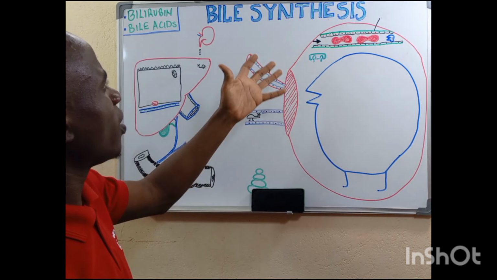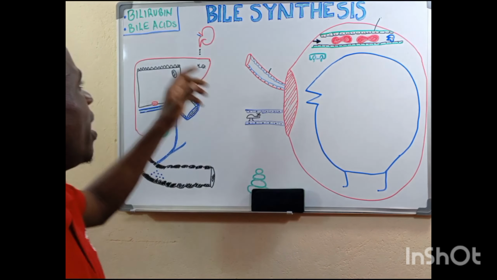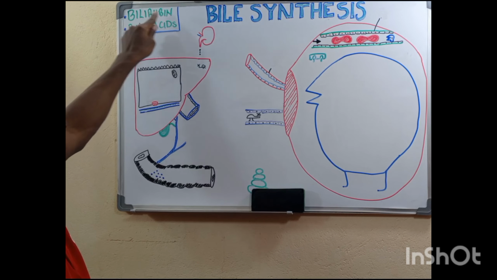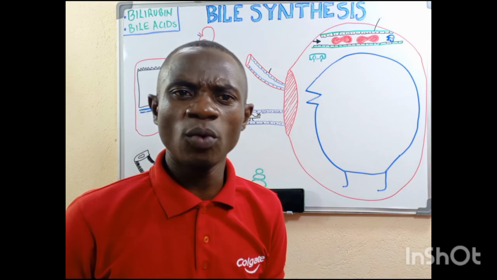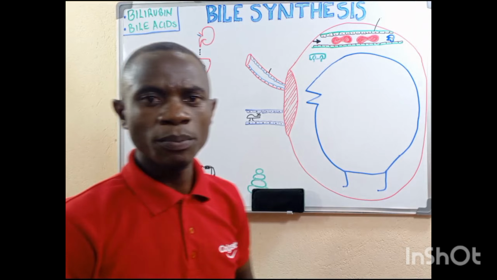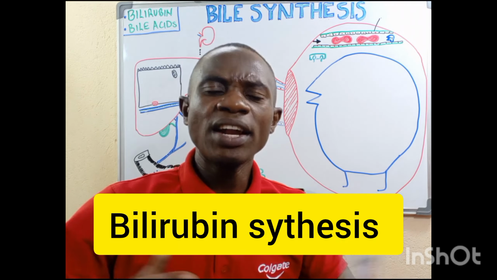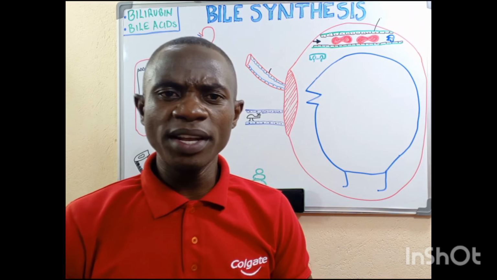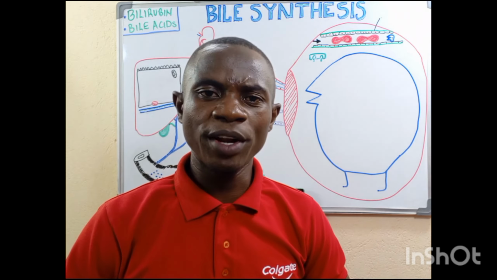Now, in today's video, we're going to be looking at how we synthesize some of those components of the bile. Mainly, we are going to be focusing on bilirubin and also the bile acids. But in today's video, we are going to be mainly focusing on how we make bilirubin. Now, you need to first understand, where do we get bilirubin? Bilirubin comes as a result of the breakdown of red blood cells.